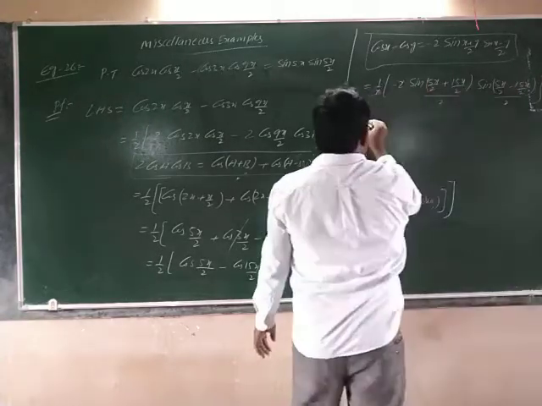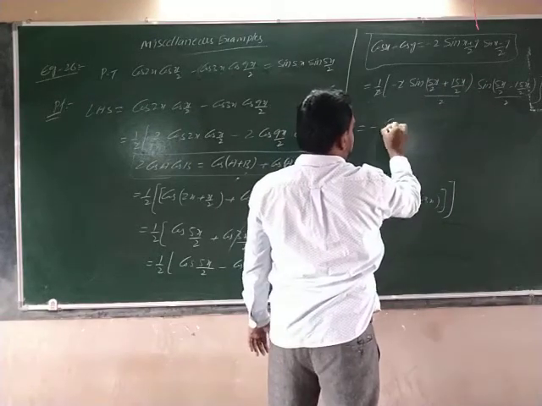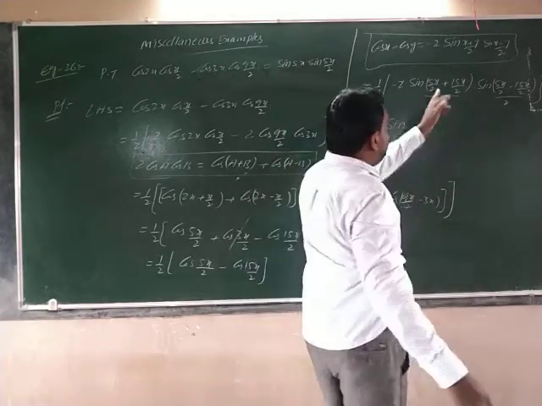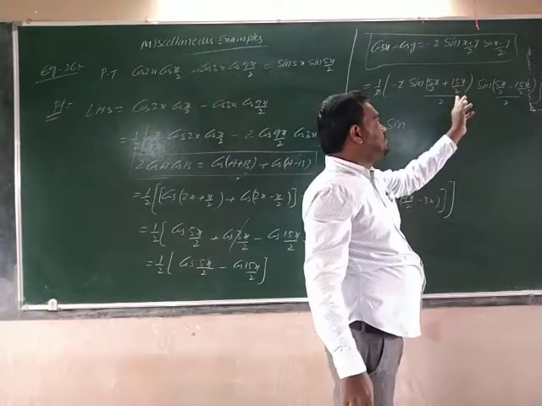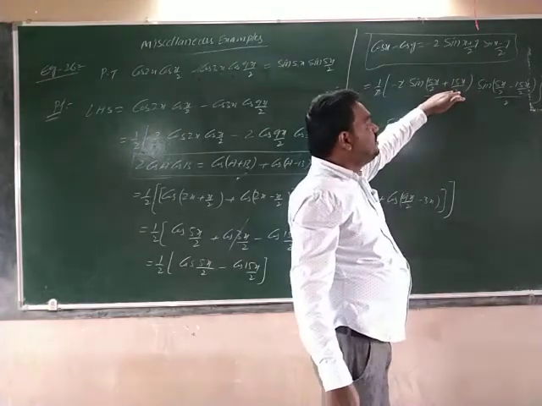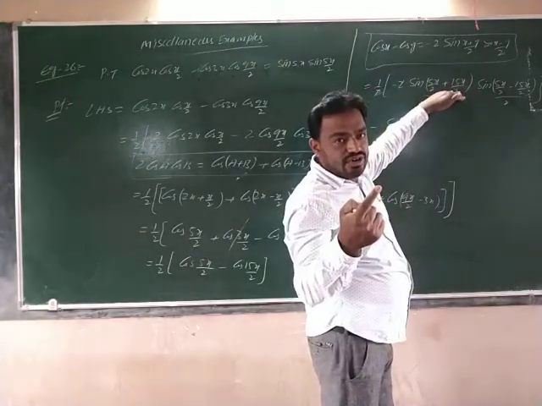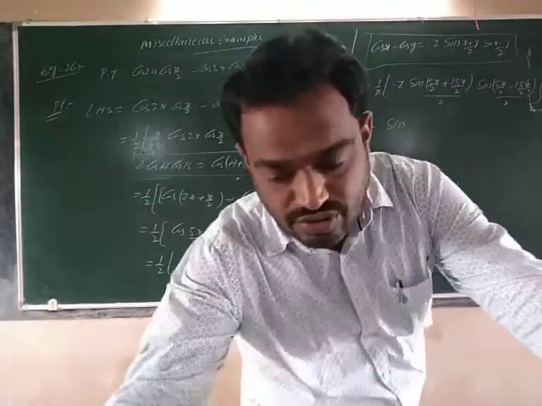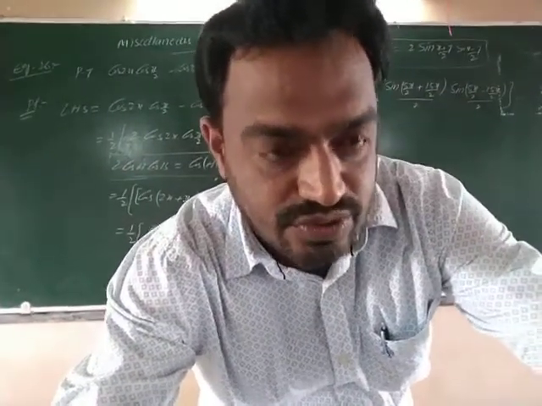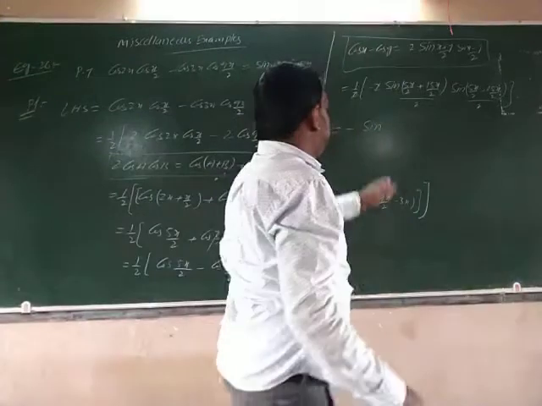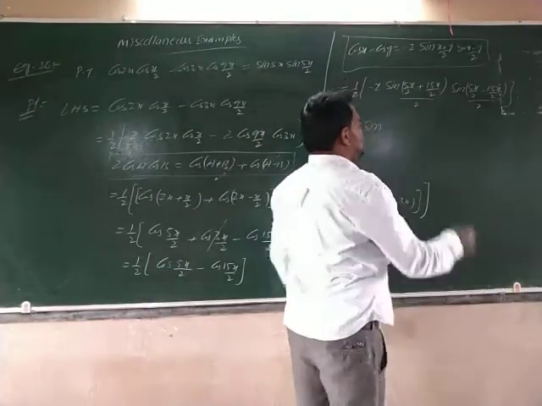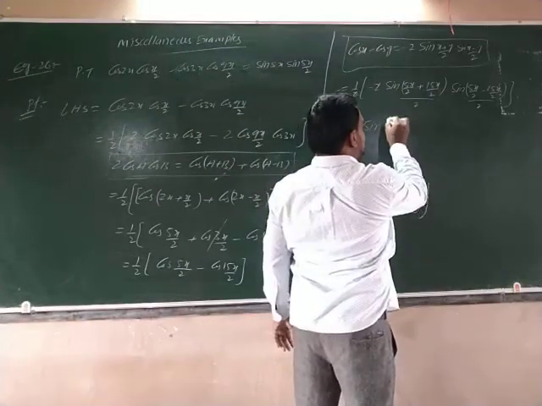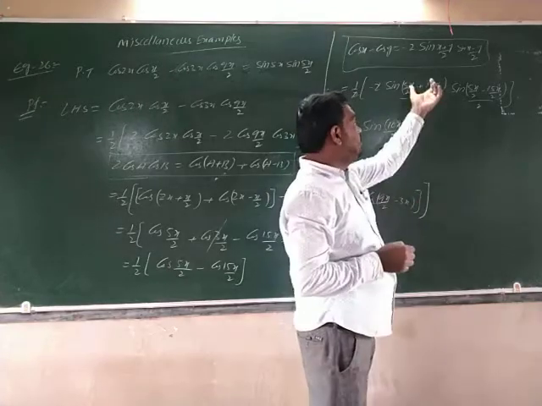Now 2 is getting cancelled. This is minus of sin. You see 5x by 2 plus 15x by 2. Only the numerator, total 20x by 2. 20x by 2 is equal to 10x. So 10x by 2. I simplified only the numerator.